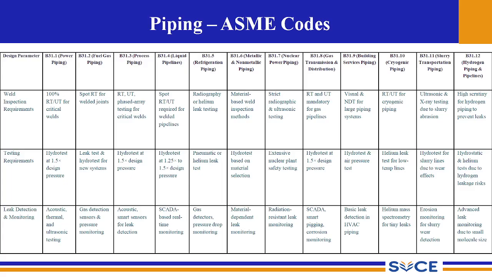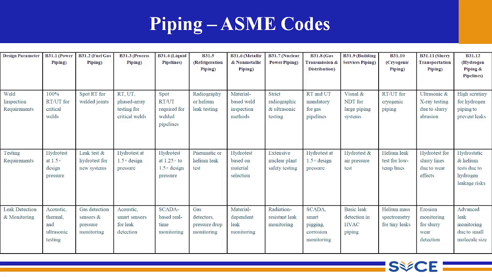Then in the case of metallic and non-metallic piping, the welding inspection is dependent on the material that is being used, and the testing requirements are hydro testing based on material selection. Then leak detection and monitoring is done dependent upon the material. The nuclear power piping, we need to go for strict radiographic and ultrasonic testing.